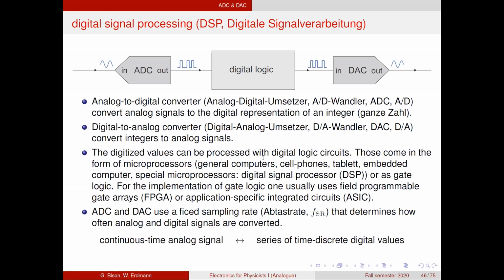One is in time. We chop our signal into time segments, and for each time segment we get one number. And the second is that the number has a limited resolution. So we also quantize the possible values that such a state can have.